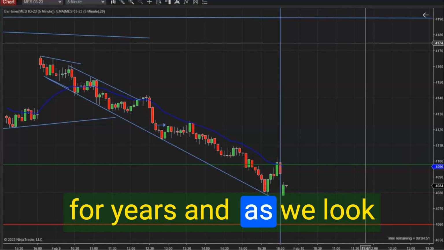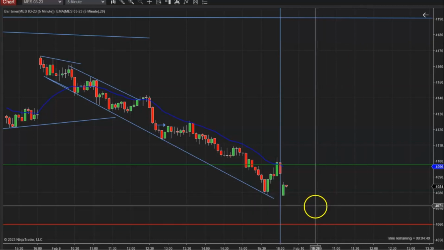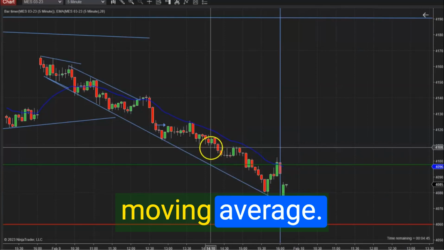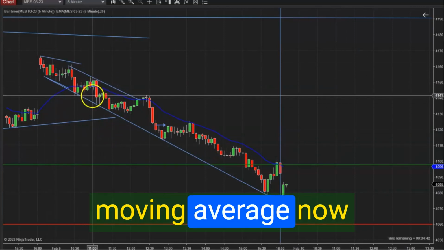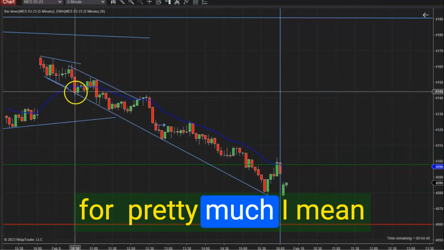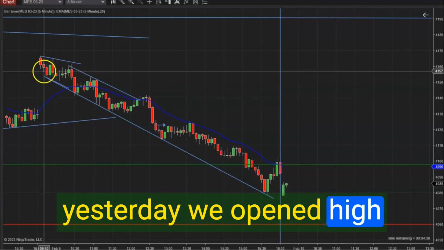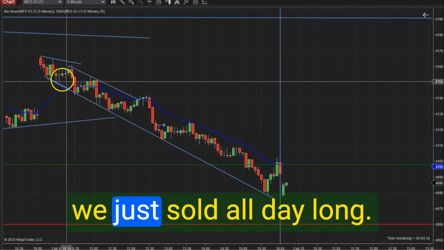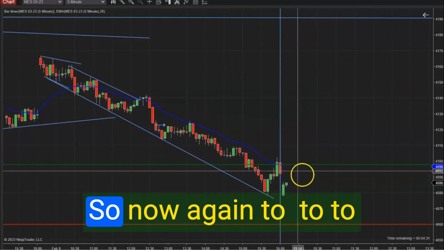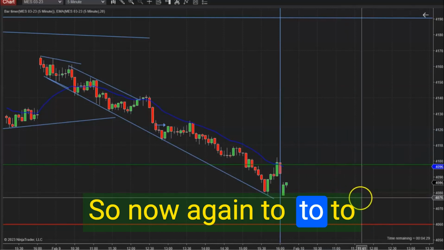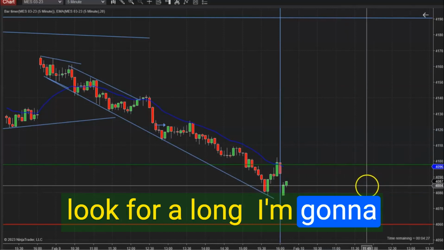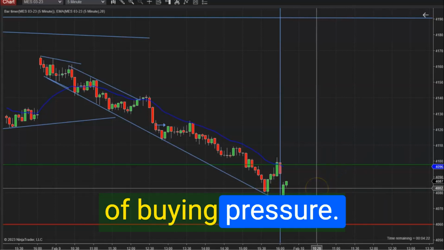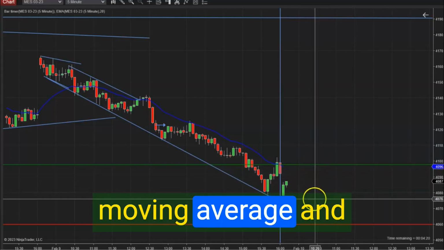And as we look here, the first candle was a green candle. So again, let's see, we are below the moving average. Yesterday we opened high above it, and at that point we just sold all day long. So we've been below it. So now, to look for a long, I'm going to need some real evidence of buying pressure as we approach the moving average, and let's see what happens.